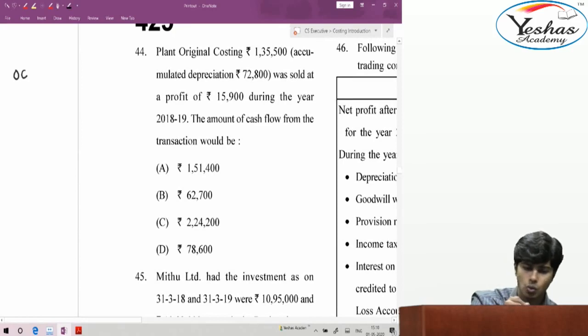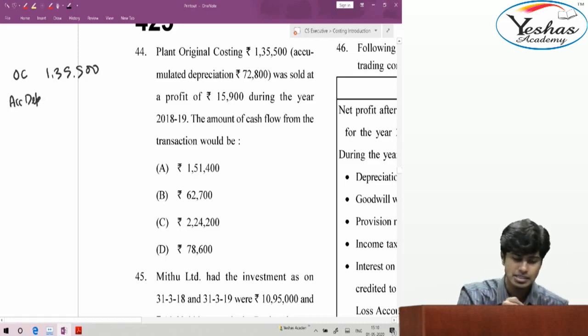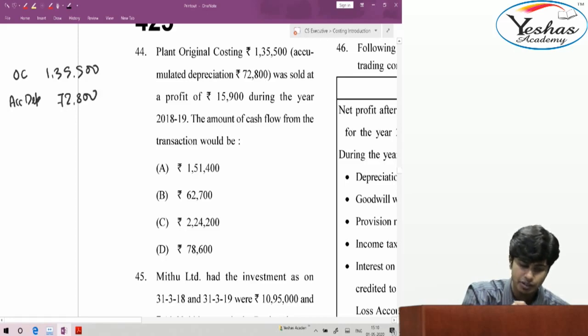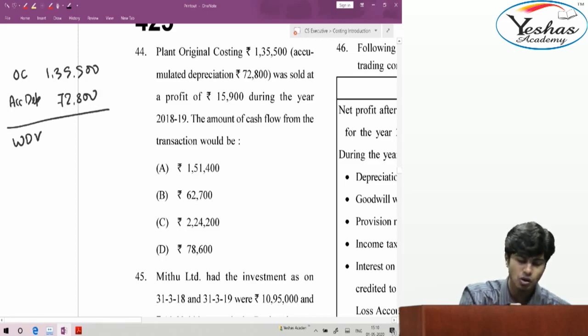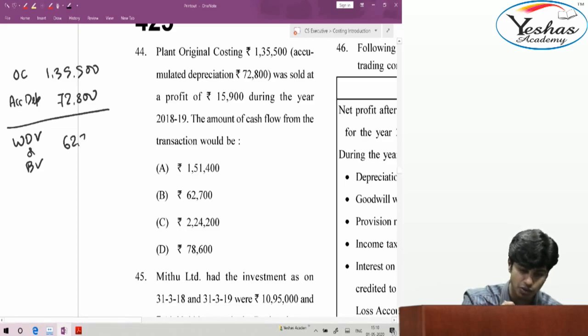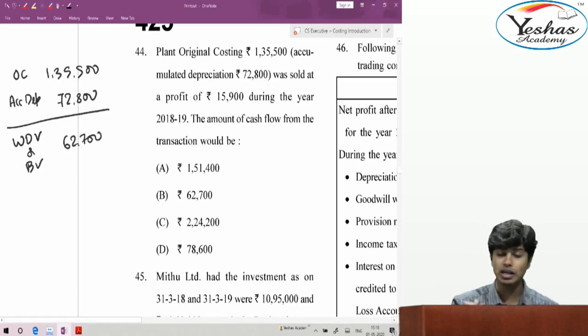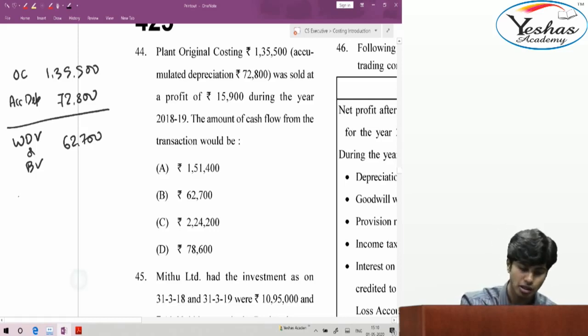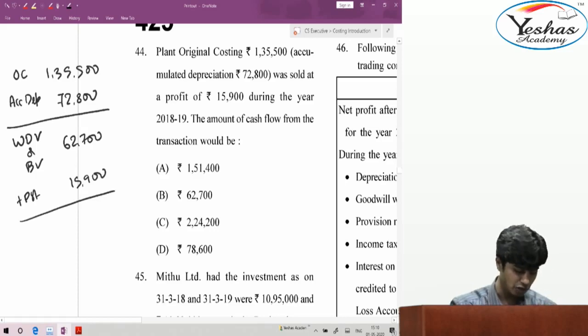Original cost 1,35,500, accumulated depreciation is 72,800. If I do this, I'll get WDV or book value. How much is book value? 1,35,500 minus 72,800. I'll end up with a value of 62,700 rupees. This was sold at a profit of 5,900. So you would receive more than the cost, add profit of 15,900. If I add the profit of 15,900, I would get 78,600. This is the selling price.